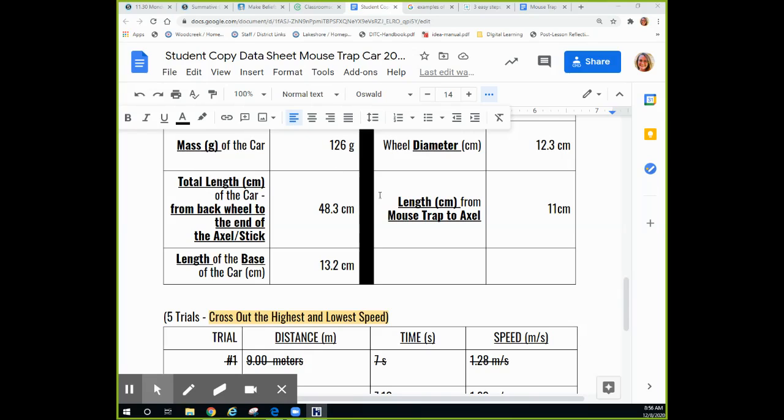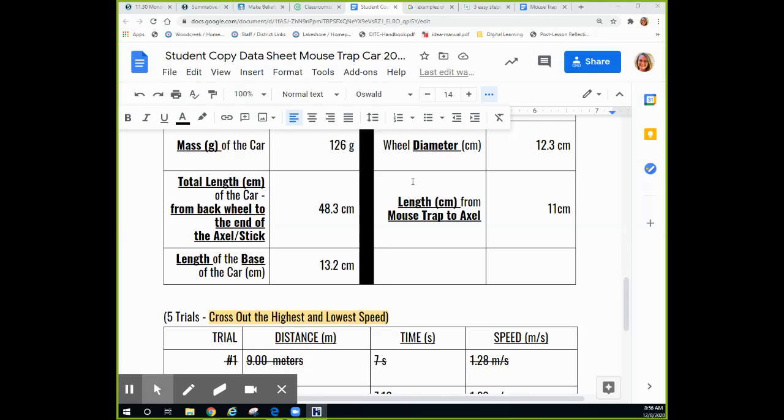I recommend brainstorming on a piece of paper. When you look at your data and you look at mine, list the differences and the similarities. Write things that are specific to your car. Hey, my car went a lot faster than Miss Gable's. Or hey, my car went a lot further than Miss Gable's.